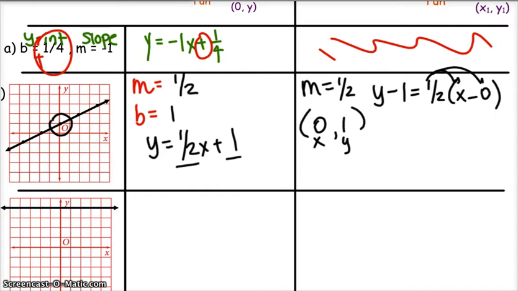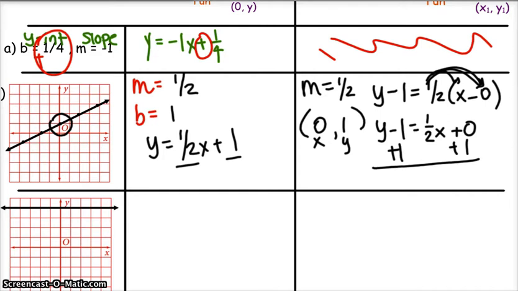Distribute. The goal is to get y all by itself. Half times 0 is 0, so I'm not even going to write it. Well, I guess I can. Get the y by itself, so you'll move the 1 to the other side.